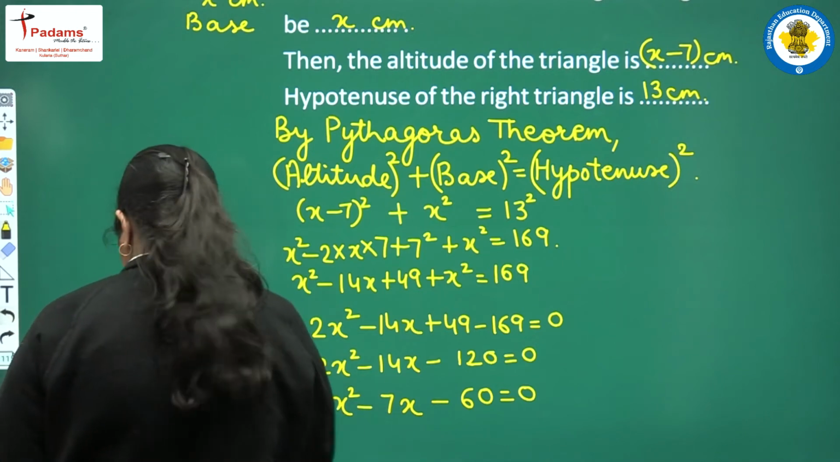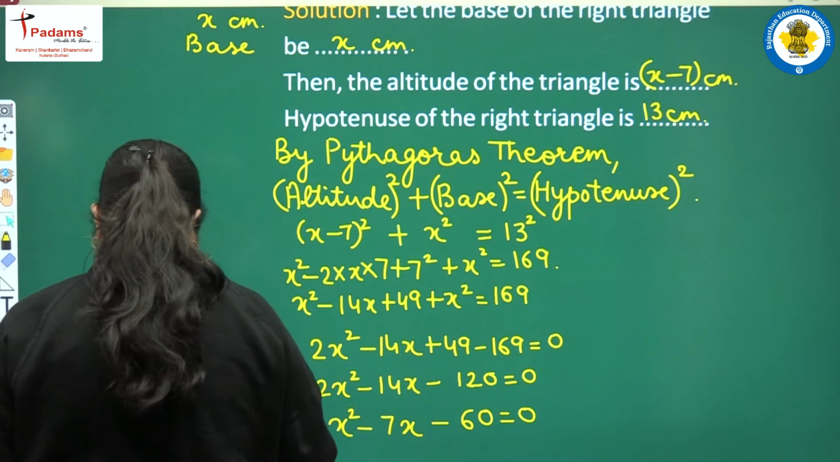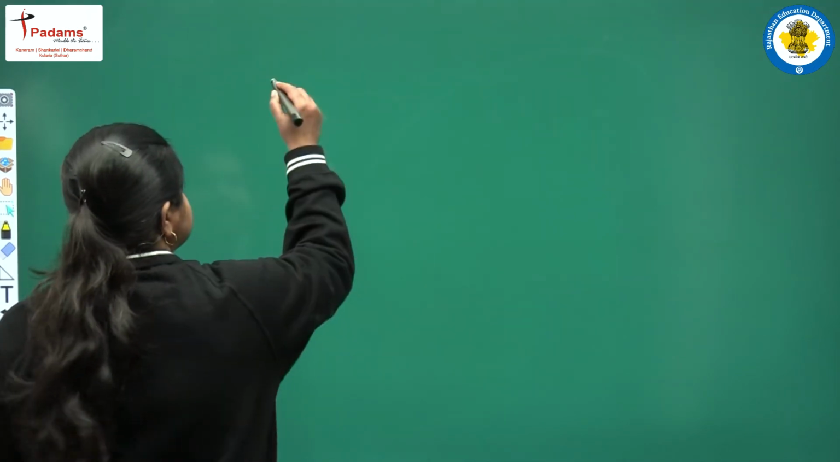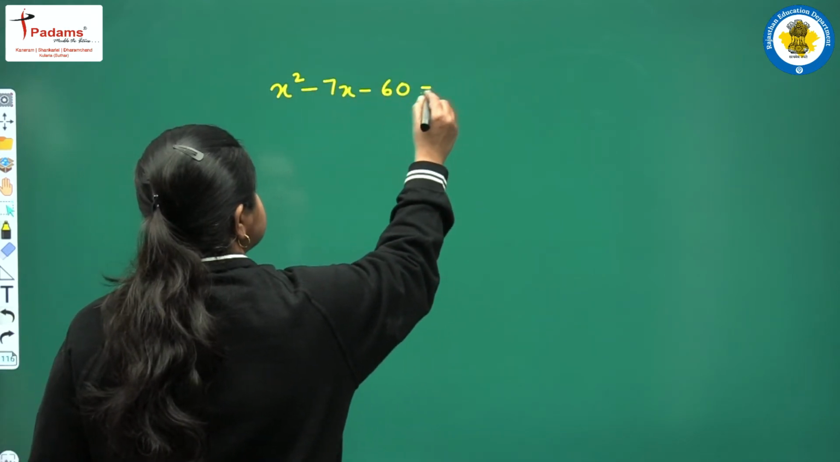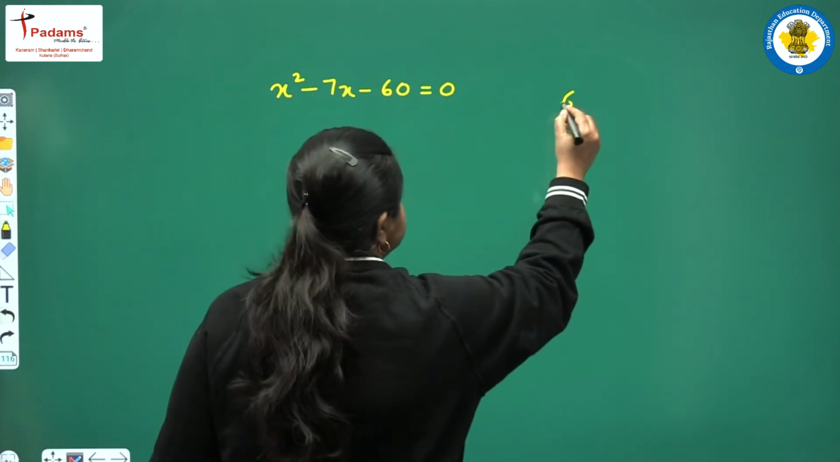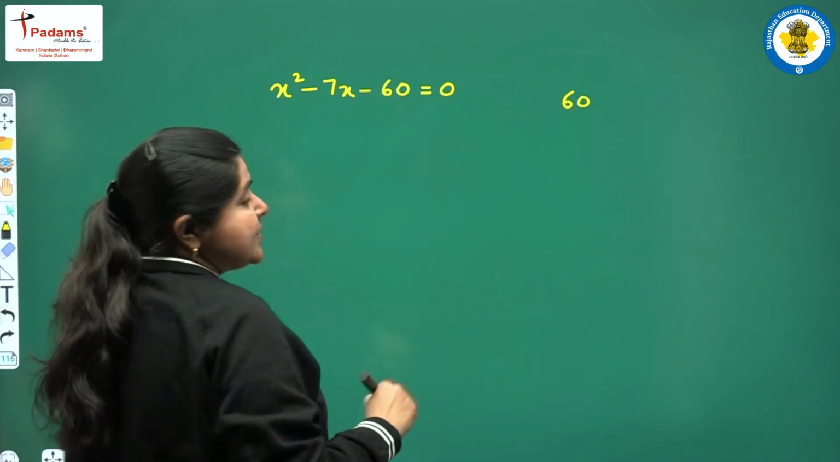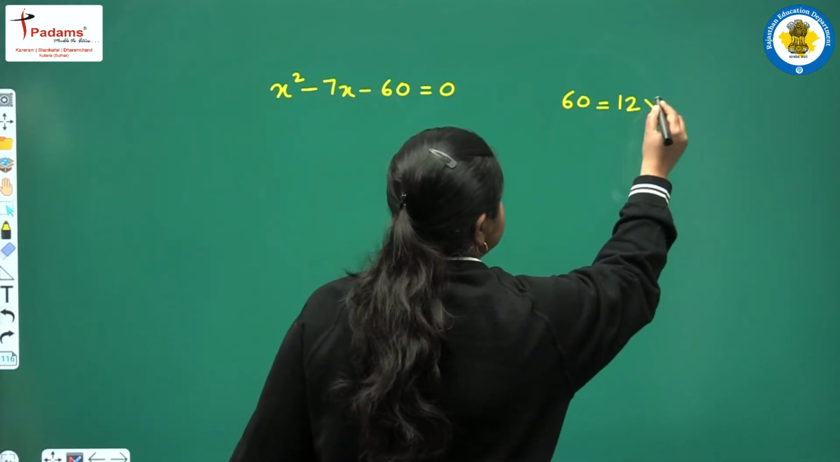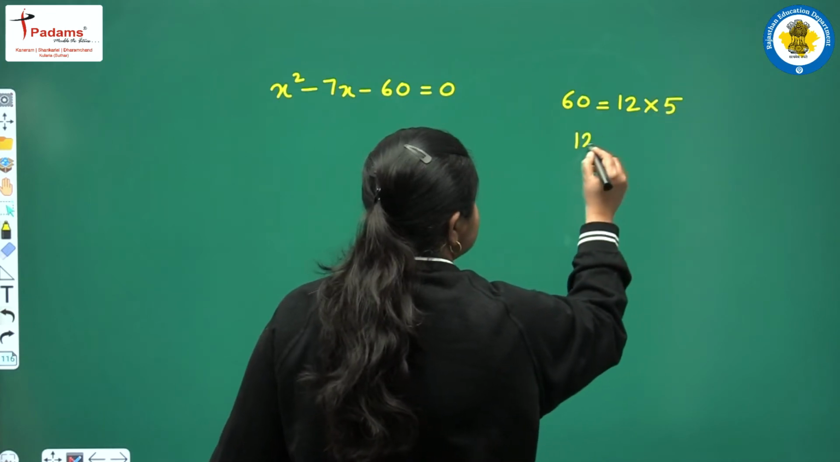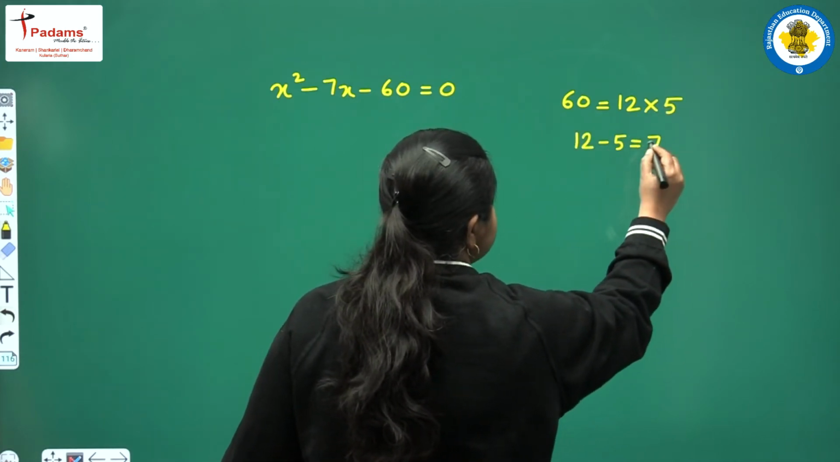हम इसे solve करते हैं. We take the next page. It is x square minus 7x minus 60 equal to 0. 60 के ऐसे फैक्टर्स जिनसे हमें डिफरेंस मिले 7. आप देखिए 12 into 5 it is 60 and 12 minus 5 is 7.